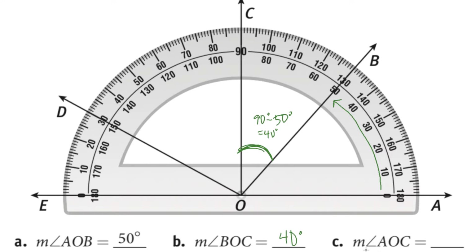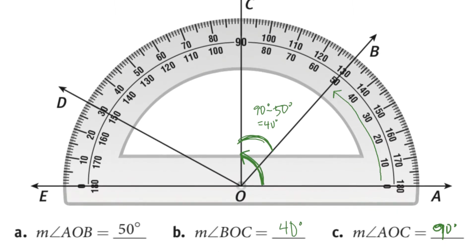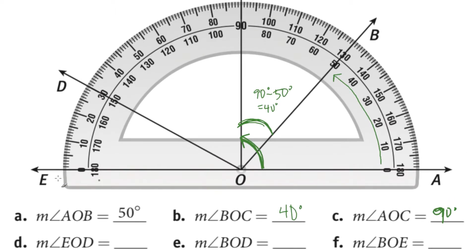Okay, measure of AOC. So this right here. This one's easier because it starts from 0 and it goes all the way up to 90 degrees. I like to draw a little arrow when I start from this 180 degree line, we'll say.